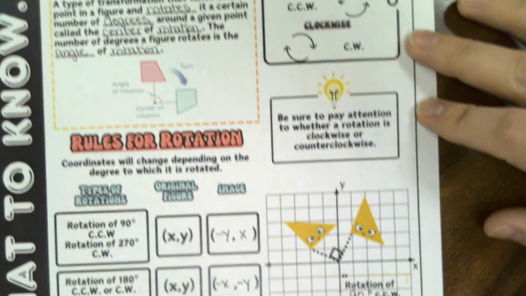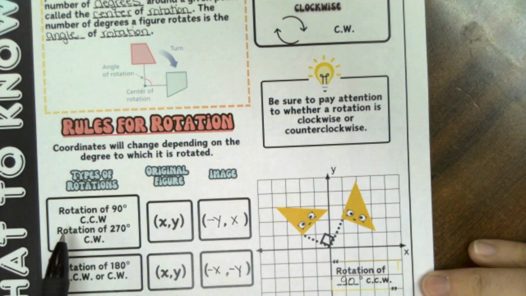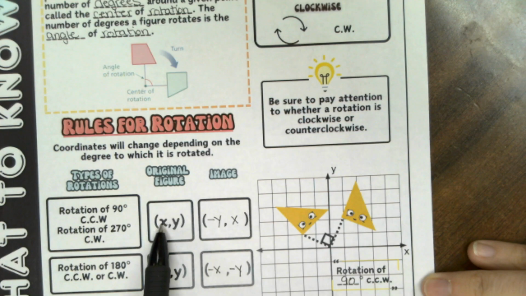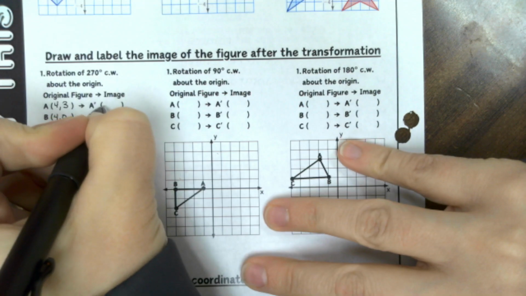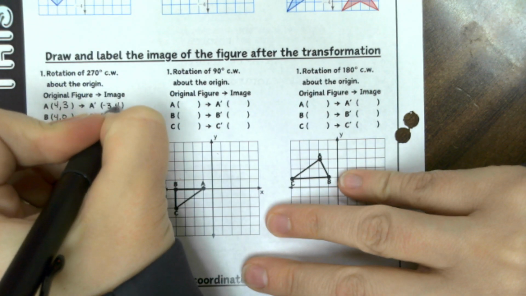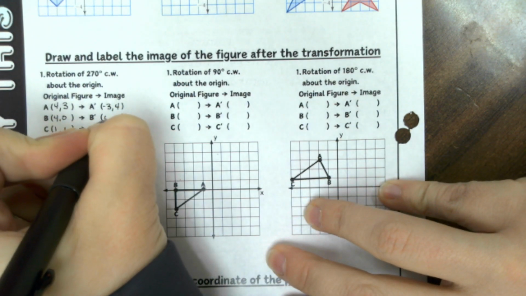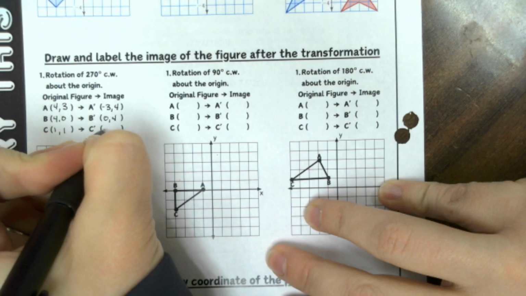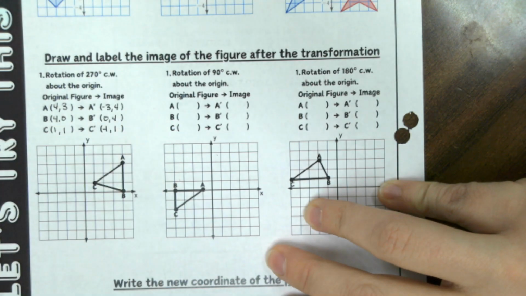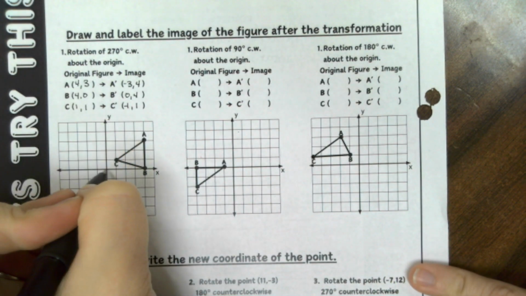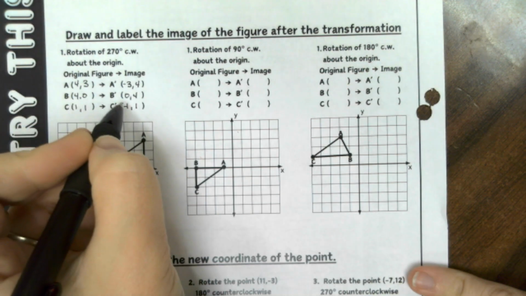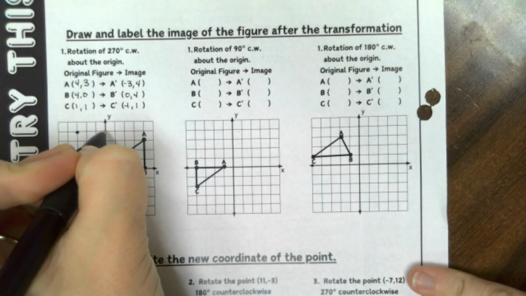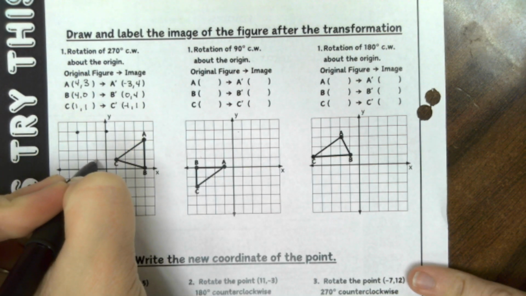So let's go back and check what we learned. If I'm rotating 270 degrees clockwise, that means my original figure (x, y) becomes (negative y, x). So my x becomes negative 3, and then my y is 4. My x will stay 0, my y will be 4. My x will be negative 1, my y will be 1. So we'll go 1, 2, 3, and 1, 2, 3, 4. And then we will plot (0, 4) and (negative 1, 1).